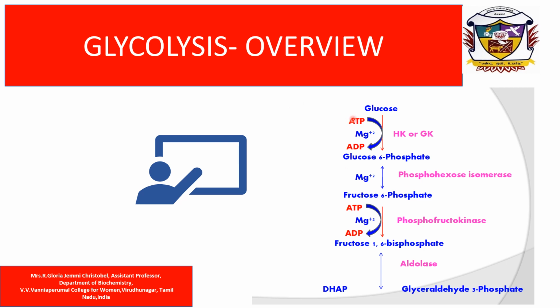You can see ATP is converted into ADP in the conversion of glucose to glucose 6-phosphate, catalyzed by hexokinase or glucokinase. Similarly, fructose 6-phosphate is converted into fructose 1,6-bisphosphate. During that step, ATP is again consumed. So during the first 3 steps, energy is consumed. Next, fructose 1,6-bisphosphate splits into 2 three-carbon compounds, dihydroxyacetone phosphate and glyceraldehyde 3-phosphate.